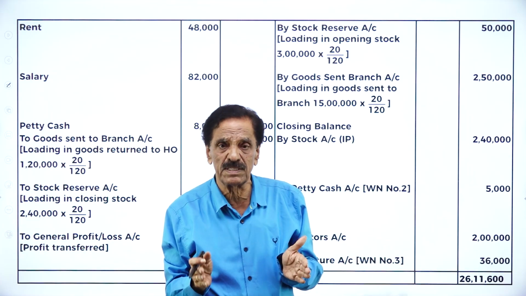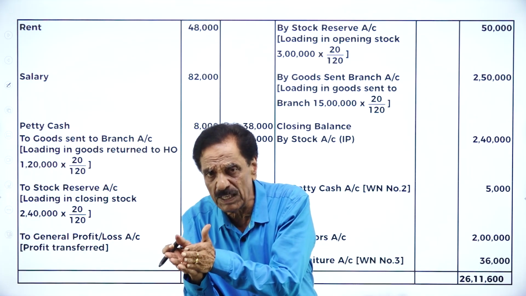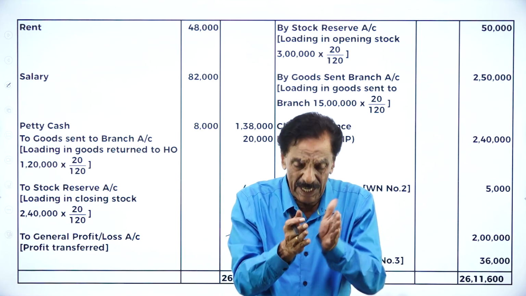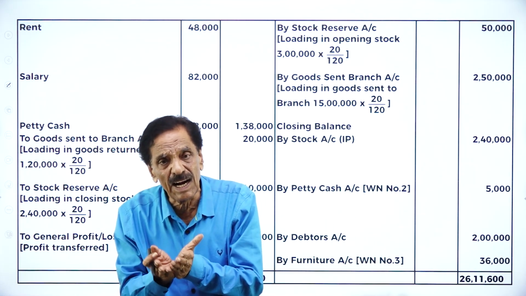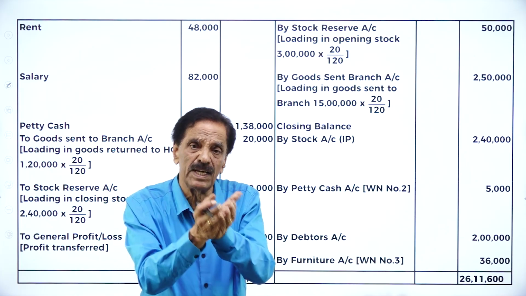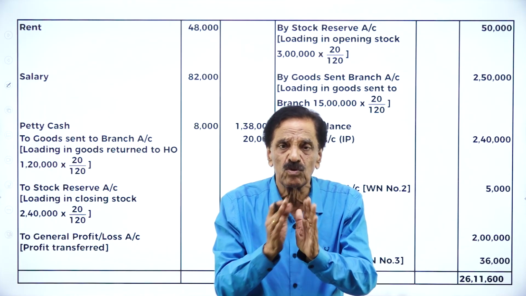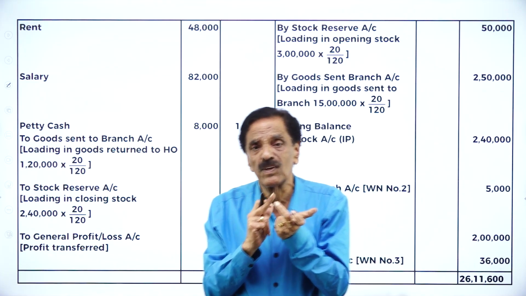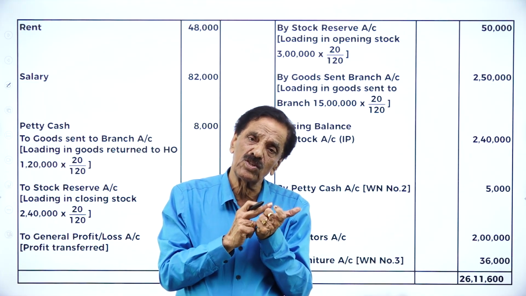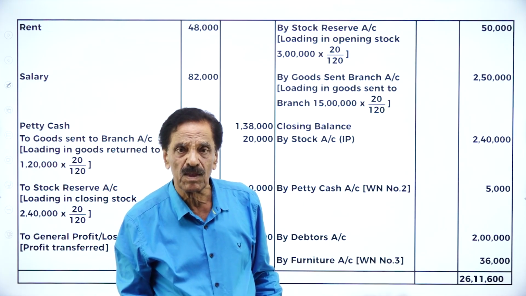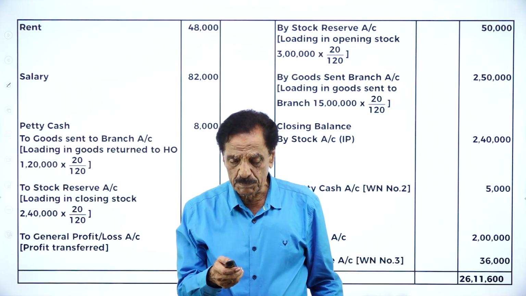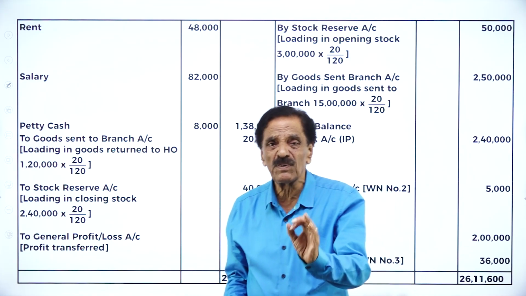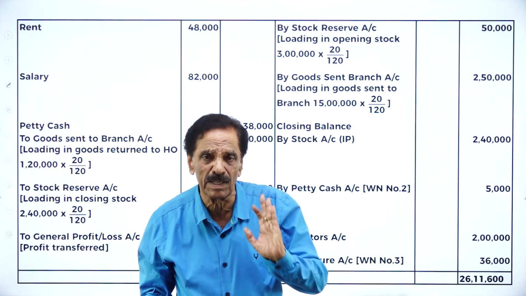How is stock reserve calculated? Cost plus profit. What was the profit? Rate upon 100 plus rate. Here your rate is 20, so 20 by 120 is one-sixth. You have to adopt this for the four items: one for opening stock, one for closing stock, one for goods sent to branch, one for goods returned by the branch. Hope you understand. I've explained in great detail. So definitely a problem for 15 marks.